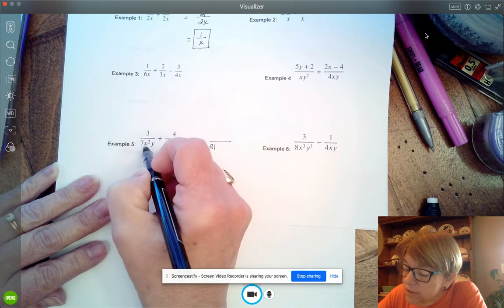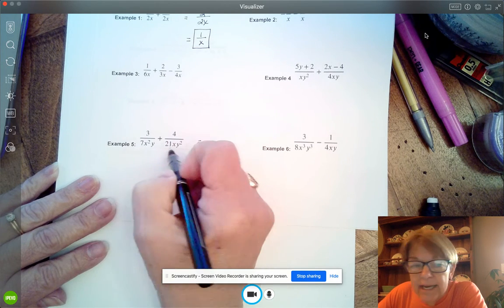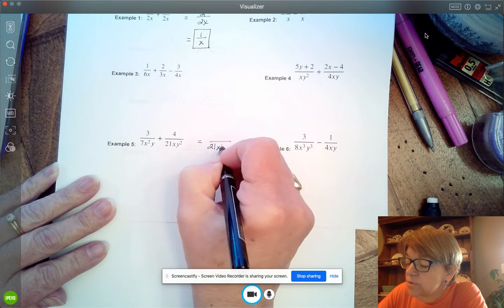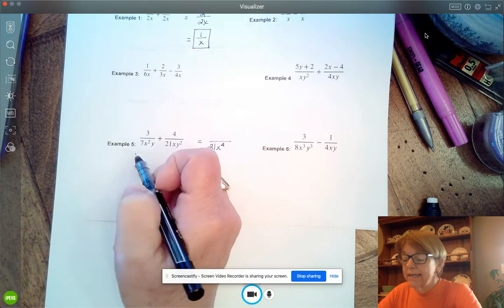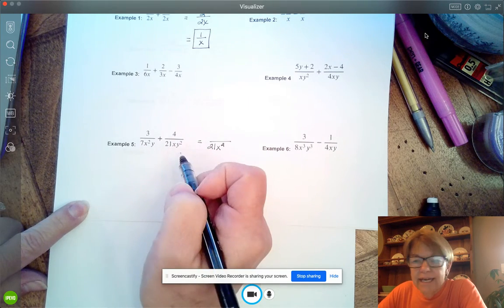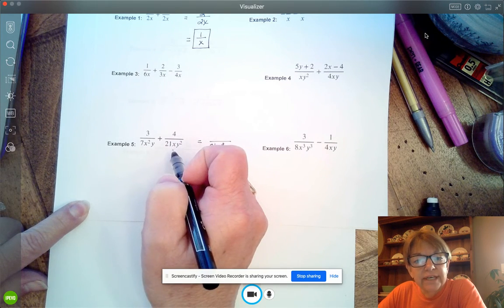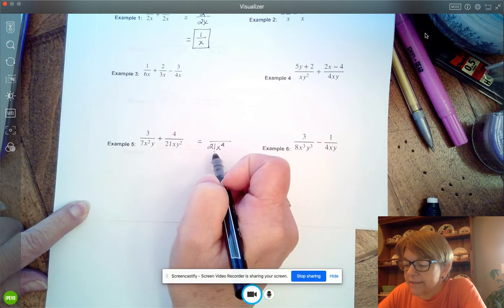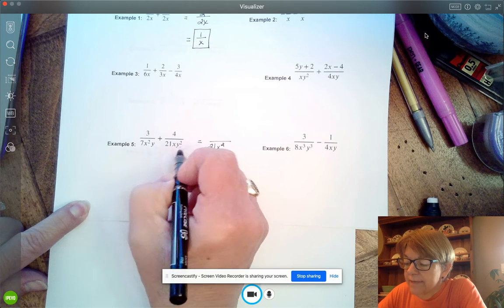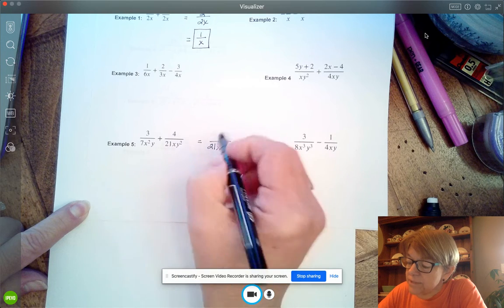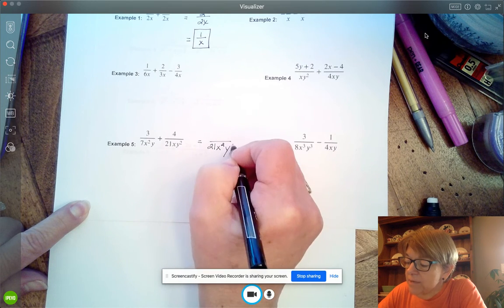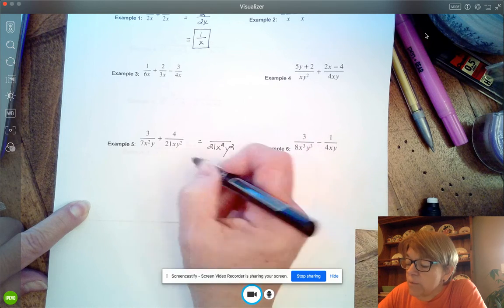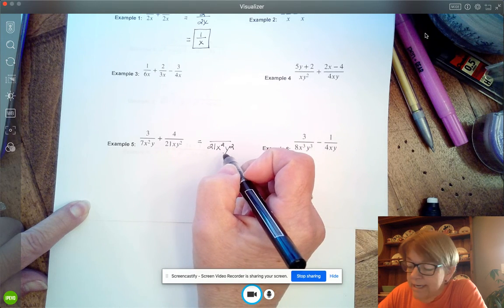I have an x squared and an x. Between those two, x squared. I cannot multiply an x squared by something and get an x, but I can multiply this side by an x and get an x squared. I have a y and a y squared, so my least common denominator will be a y squared. That is going to be what the denominator will be, all right?